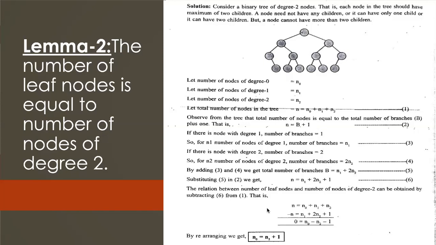The relation between the number of leaf nodes and the number of nodes of degree 2 can be obtained by subtracting equation 6 from equation 1, because there are 3 degrees here. Let's subtract, changing the signs. So n will get cancelled. n1 minus n1 will get cancelled. n2 minus 2n2 will be minus n2, n0 will remain the same, and plus 1 will be minus 1. So this will be n0 equals n2 plus 1. By rearranging, we get to this equation.